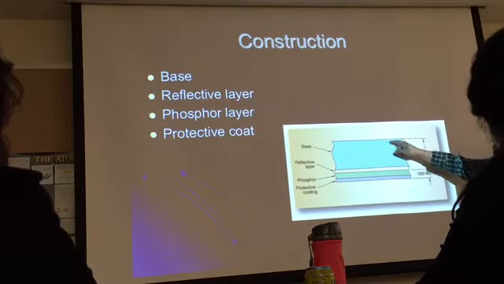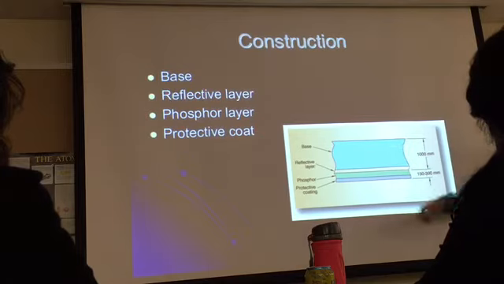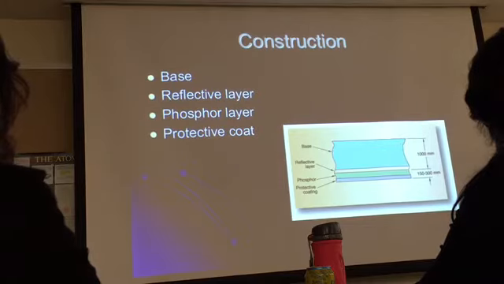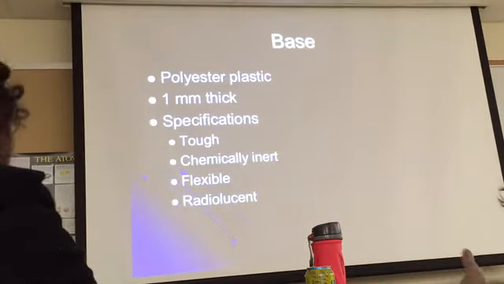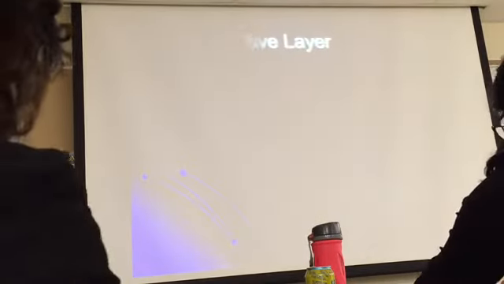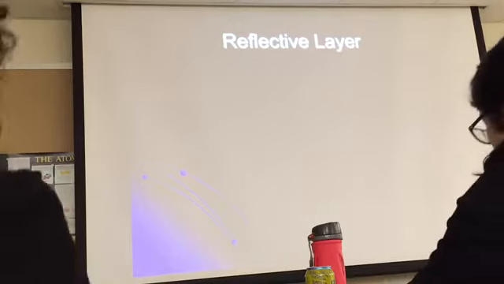So the X-ray will go through, interact with the phosphor, and then the phosphor will absorb that X-ray energy and emit light in response to it. So that's what we have here. It's flexible, it's radiolucent. Those are some of the characteristics you have with the base.